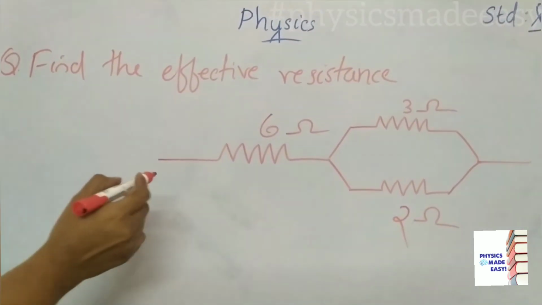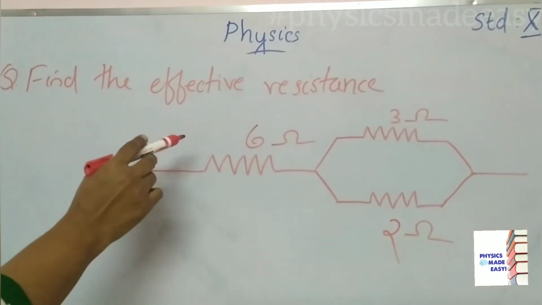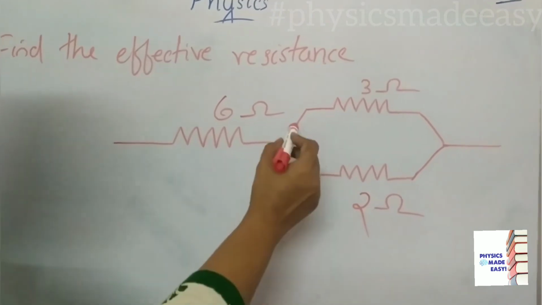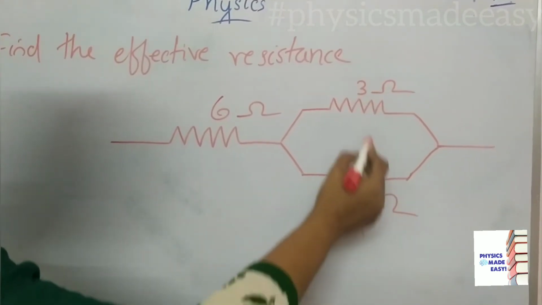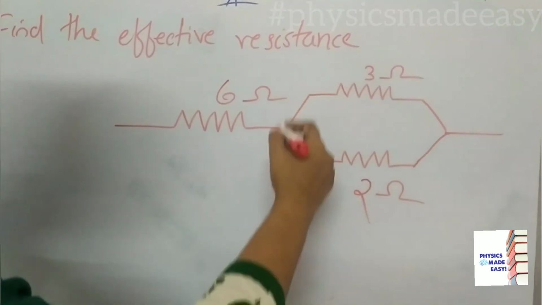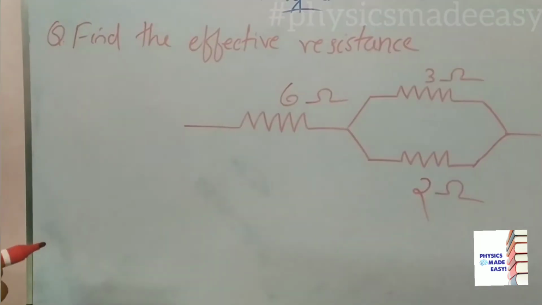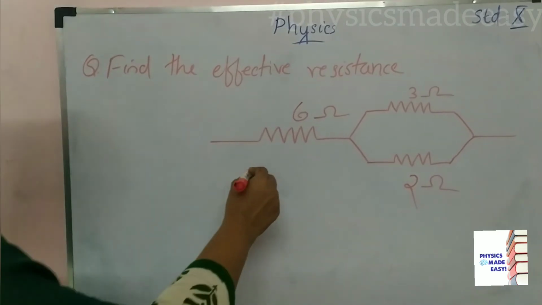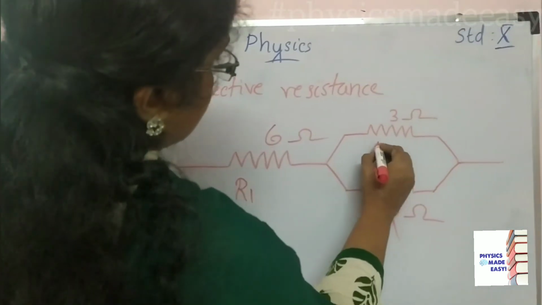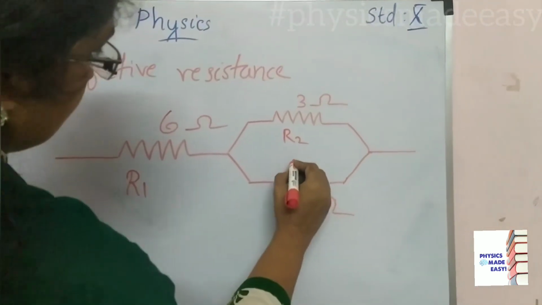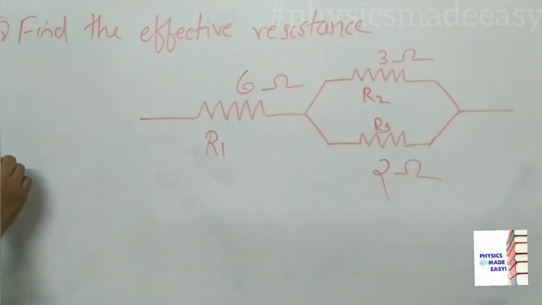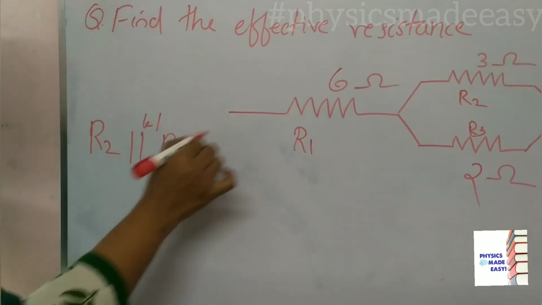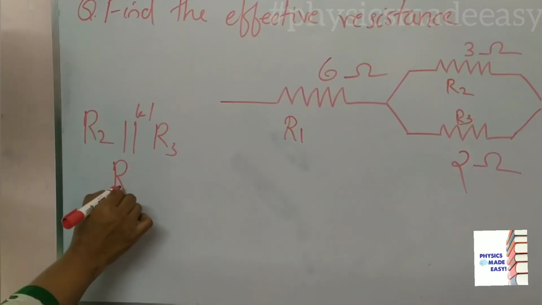Here you can see a combination, how to find the effective resistance of this combination. Here 6 ohm, 3 ohm, 2 ohm. So here these two, 3 ohm and 2 ohm, are connected in parallel. So first you have to find the effective resistance of those two resistors. Here we can take R1, R2, R3. Here R2 and R3 are in parallel. So the effective resistance we can take as Rp.